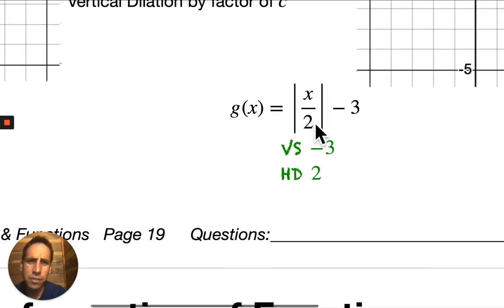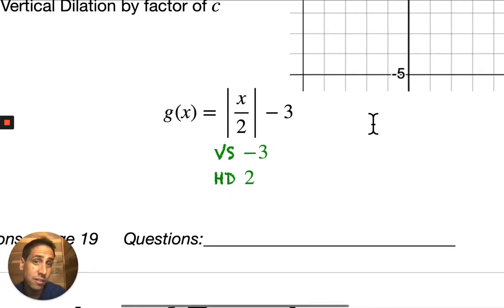This divide by 2 is on the inside, and let's say it's division, so that would correspond to a horizontal dilation of 2 and a vertical shift of 3, because this minus 3 is on the outside.